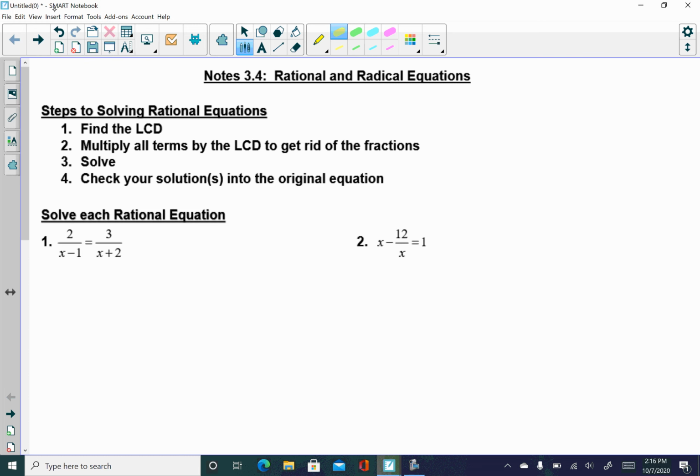Hi there. So in this section, we're going to look at solving rational and radical equations. We'll start the notes off by just focusing on solving rational equations. I have at the top here listed for you the steps for solving a rational equation.